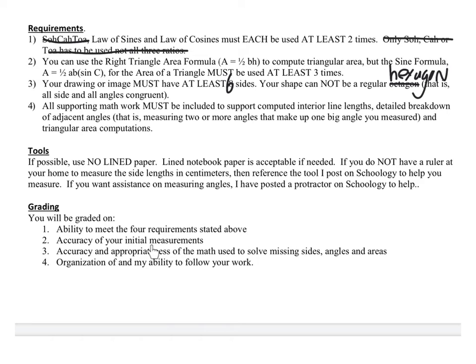Second is the accuracy of your initial measurements. Are your line lengths and your angles reasonable? If they are, fine, easy to meet that one. Third, the accuracy and the appropriateness of the math that you used. Are you using SOHCAHTOA on an obtuse triangle? If you are, that's wrong. You can't do it. SOHCAHTOA can only be used on right triangles.